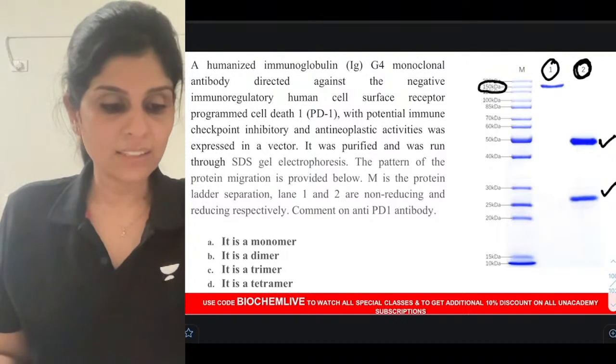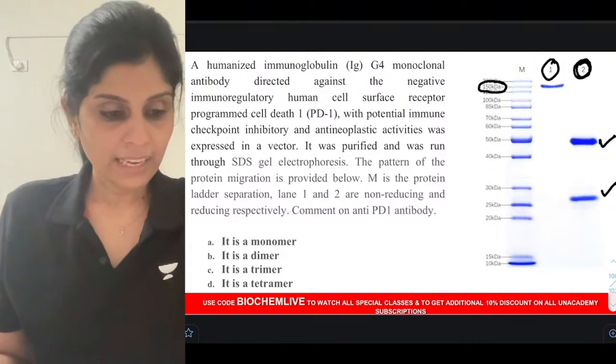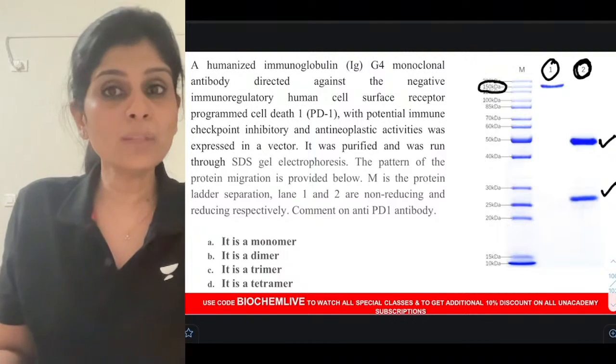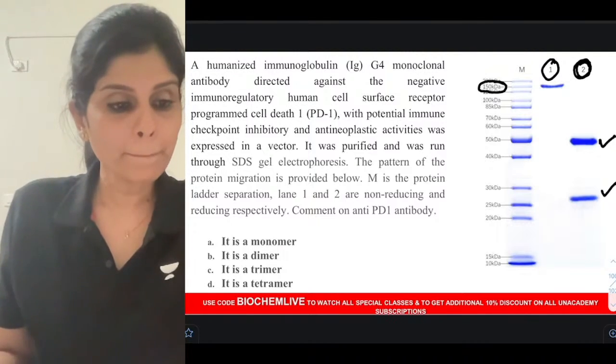Haumam Khan says it's a dimer. And then Mayur says 7A, 7B. What is that? 7A, 7B? Okay, Saurav also says it's a dimer. Do you all agree with them? Do you think it's a dimer?